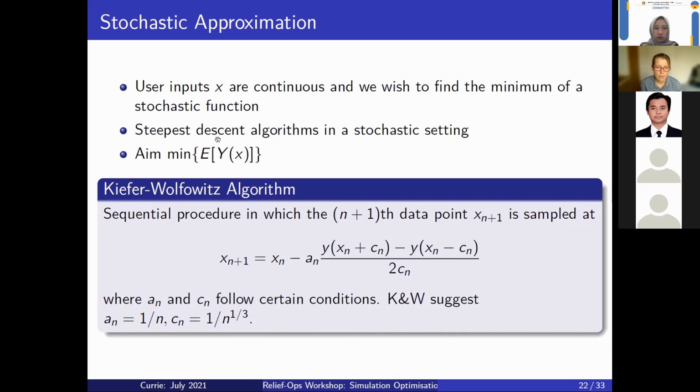We're aiming to minimize the expected value of our random output y of x. Remember before, our x was our set of systems: x1 was design 1, x2 was design 2. That's not the case here. In this case, x can take any value in the allowed range, and we're just finding the one that gives the minimum of this expected value of y of x.